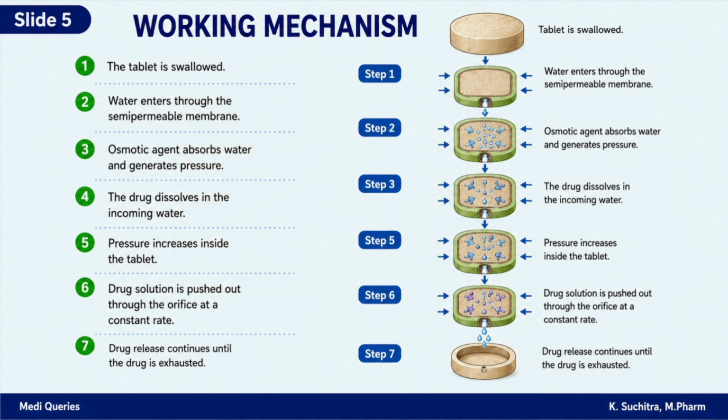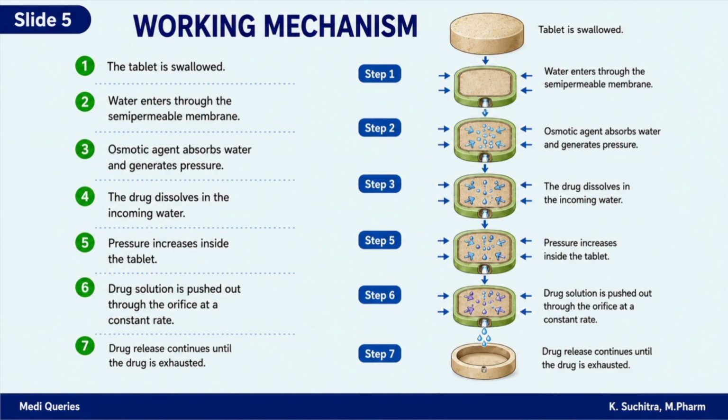Now let's understand how an osmotic pump works step by step. First the patient swallows the tablet with water. Next the tablet reaches the stomach or intestines where it comes into contact with the body fluids. Now water begins to enter the tablet through the semi-permeable membrane. As more water enters, the osmotic agents absorb it and generate osmotic pressure. The drug dissolves in the incoming water, forming a concentrated drug solution. The pressure inside the tablet gradually increases.